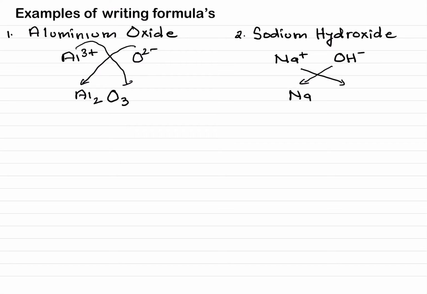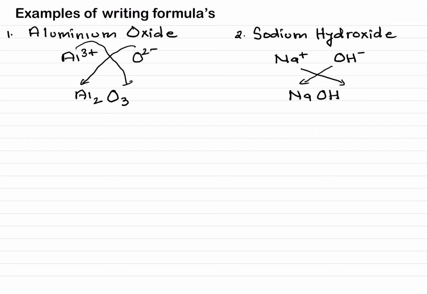Na will get one charge from hydroxide, and hydroxide will get one charge from sodium. So they are both 1 and 1. We don't have to write down the charge, we just write it as NaOH. So that's the formula of sodium hydroxide.